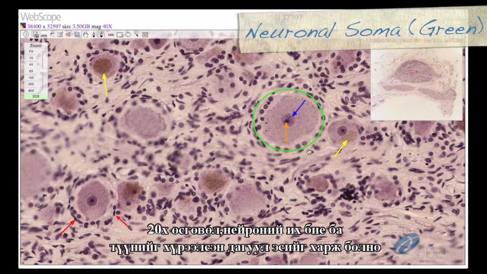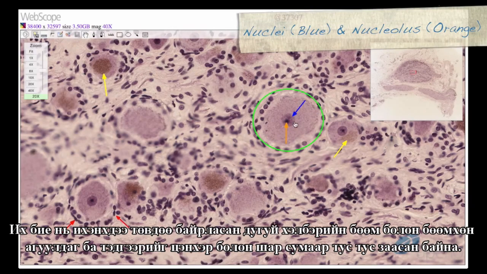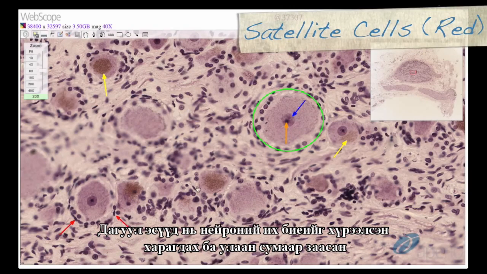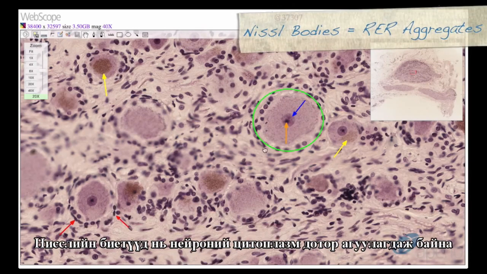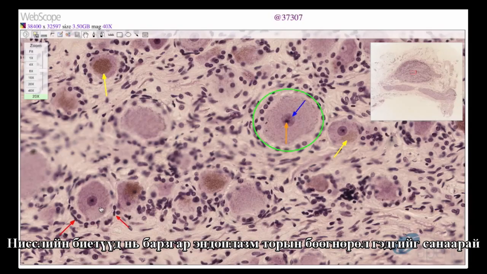The cell bodies usually contain round and centrally located nuclei and nucleoli, which can be seen at the blue and orange arrows respectively. Satellite cells can be seen surrounding the neuronal cell body at the red arrow. Nissl bodies can be seen within the cytoplasm of neurons. Recall that Nissl bodies are aggregates of RER.